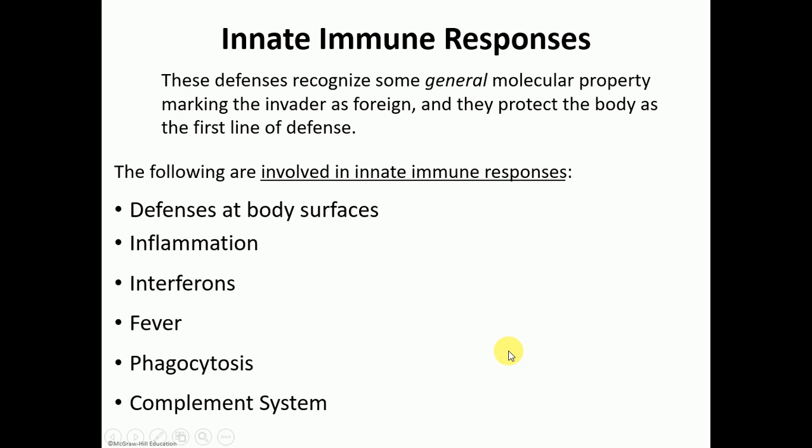So again, they're innate, non-specific, very general, and they're made up of your defenses at the body surfaces. Your body surfaces, intact skin and mucous membrane, are regarded as a mechanical barrier and your first line of defense. Then, if things are able to invade that barrier, the body has to defend itself. So we've got an inflammatory process, interferons, which are chemicals the immune cells use to communicate together, fever, phagocytosis, and then the complement system.